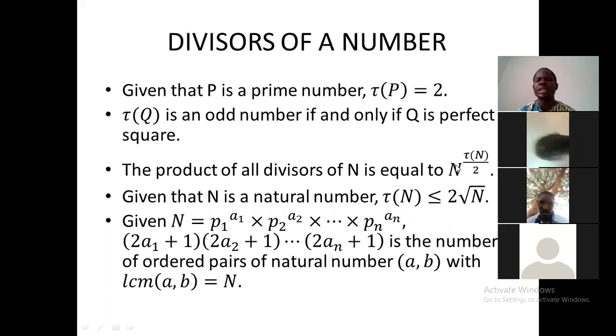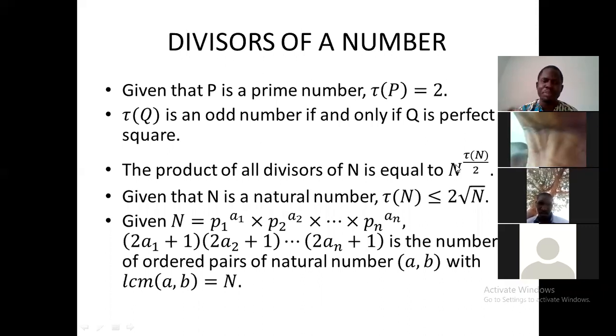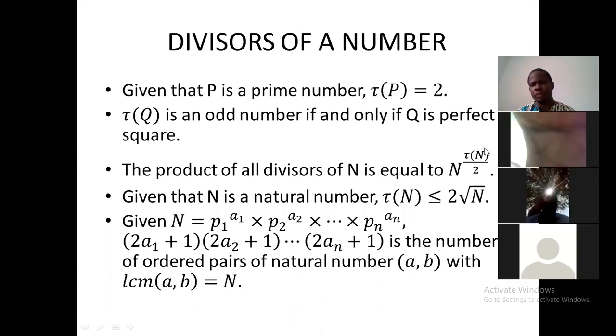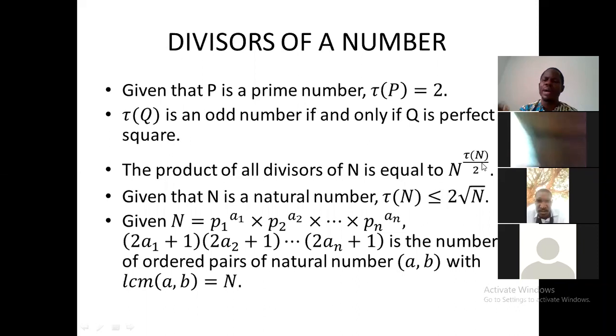But if the result of the number of divisors is odd, it means that the number we just computed it for is a perfect square. The number of divisors of a perfect square is always odd. And if the number of divisors of a number is odd, the number is a perfect square.